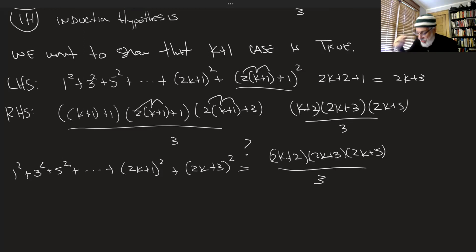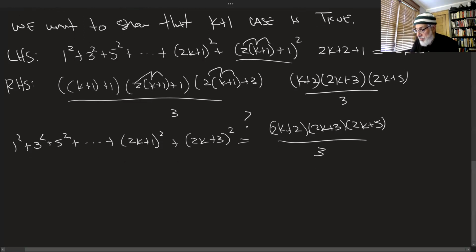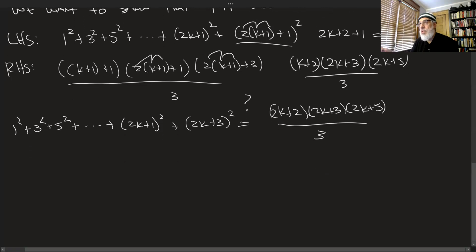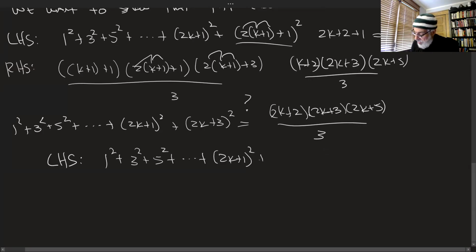Now in these proofs, you're generally going to pick a side and then algebraically show that it's equal to the other side. Usually in these cases, we're going to pick the left-hand side, the sort of summation side. So I'm going to pick the left-hand side and show that it's the same as the right-hand side. Then we get 2k plus 1 squared plus 2k plus 3 squared.